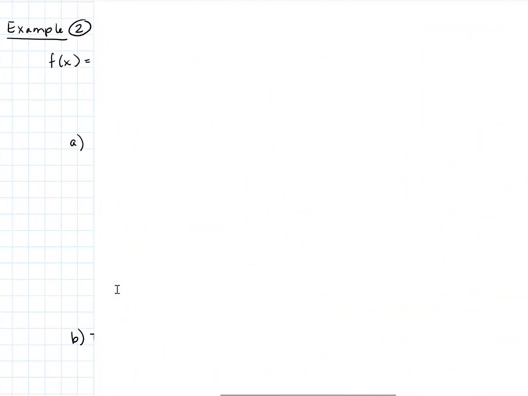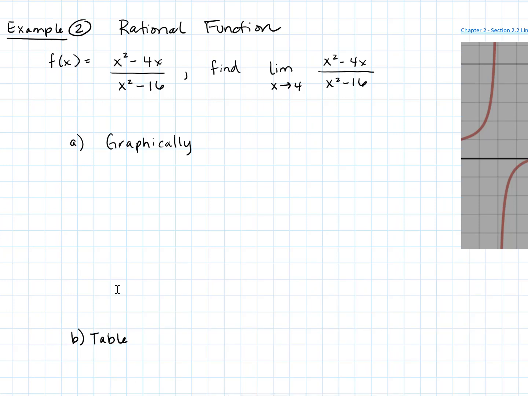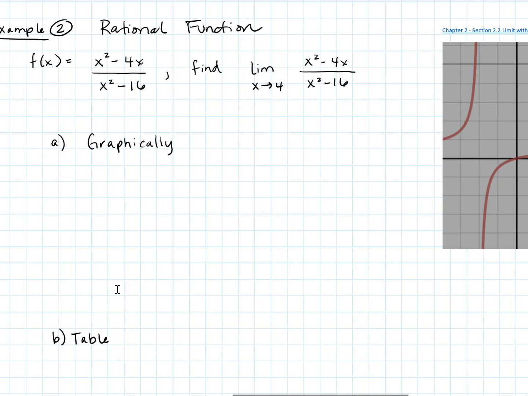So what if we wanted to look at a rational function? So let's consider this rational function. If we have f of x equals x squared minus 4x over x squared minus 16, and we wanted to actually find the limit of that function, x squared minus 4x over x squared minus 16, as x is approaching 4. And I want you to take a look at this.